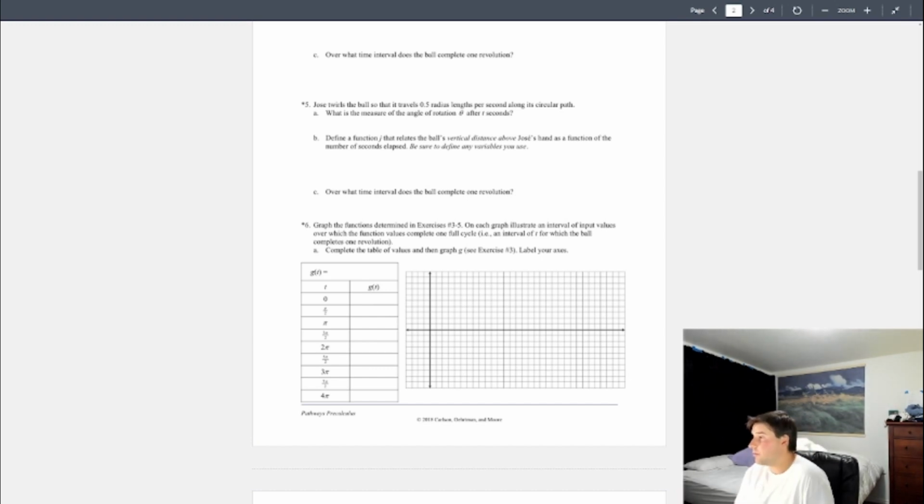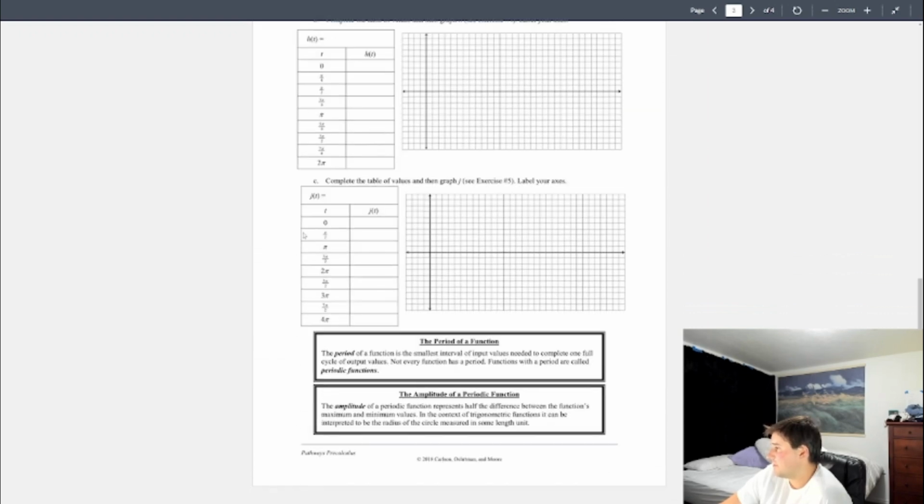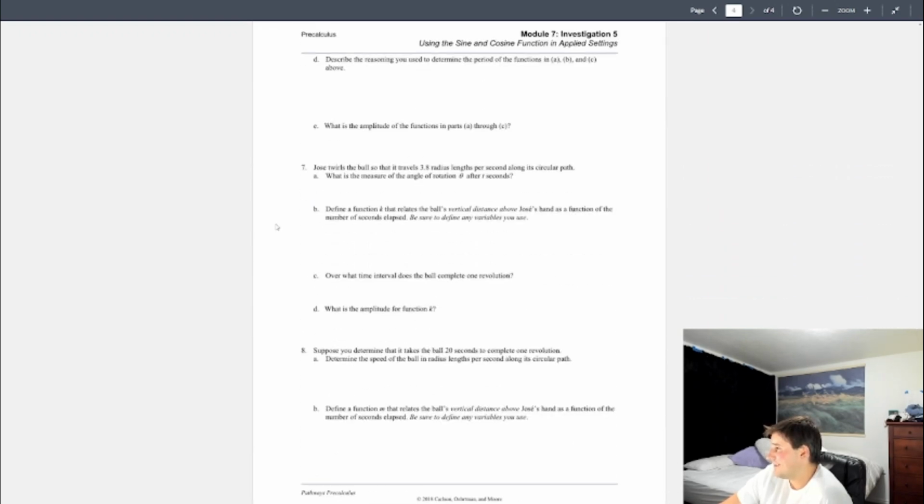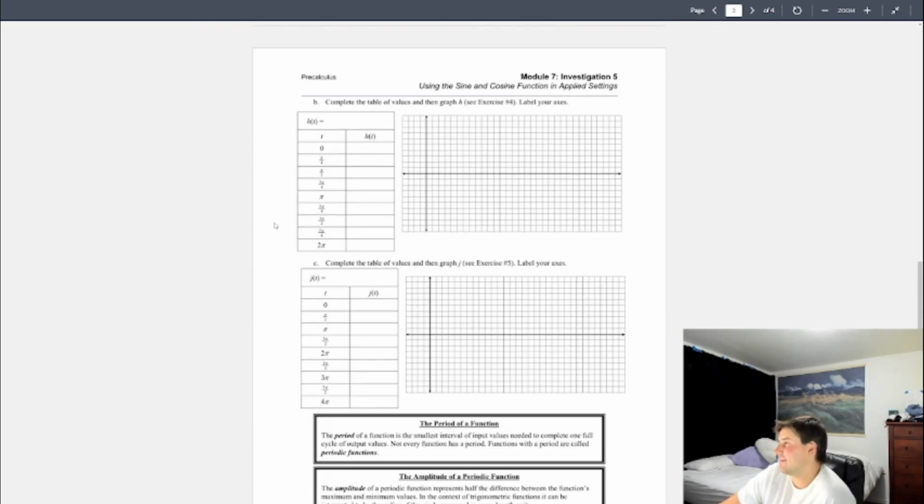Okay. Oh boy. Graph the functions determined in exercises 3 through 5. Mark on each graph an interval of input values over which the function completes one cycle. Complete the table of values, and then graph g. See exercise 3. I like this one. It was bringing it together in a cool way.